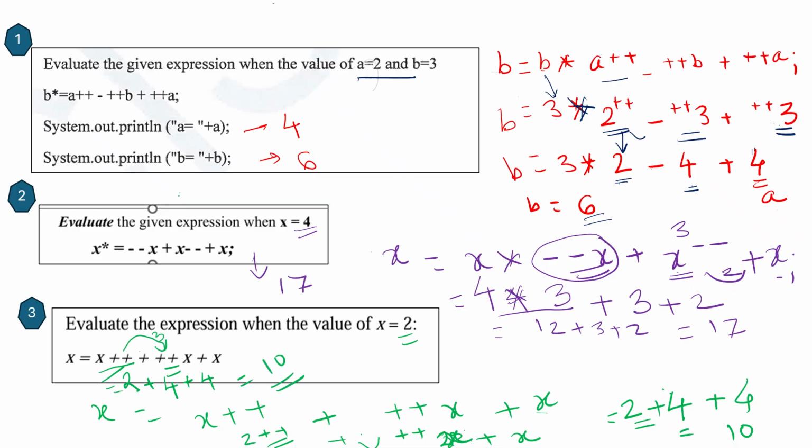Hope you have understood. This X++ will not increment immediately, it will remain as 2, but later on it will become 3 and then ++3 will immediately increment, it will be 4 and then it will remain 4. So my value will be 10. Hope you have understood this increment decrement concept. If you have any doubt, you can ask in the comments.